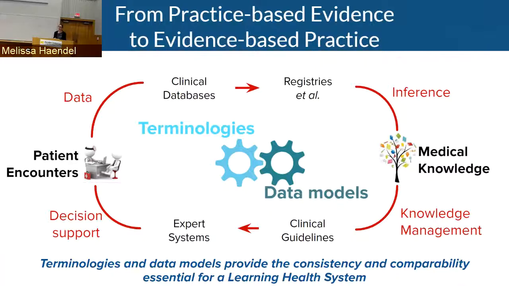Our HPO ontology is useless without the gold standard models for how we represent the diseases that they're associated with. And so it's really important to keep in mind that the ontology is not going to solve your problems all by itself. If you have a terminology problem, you really have to have a robust model that goes along with that for the computability and to support this sort of cycle of evidence-based practice.